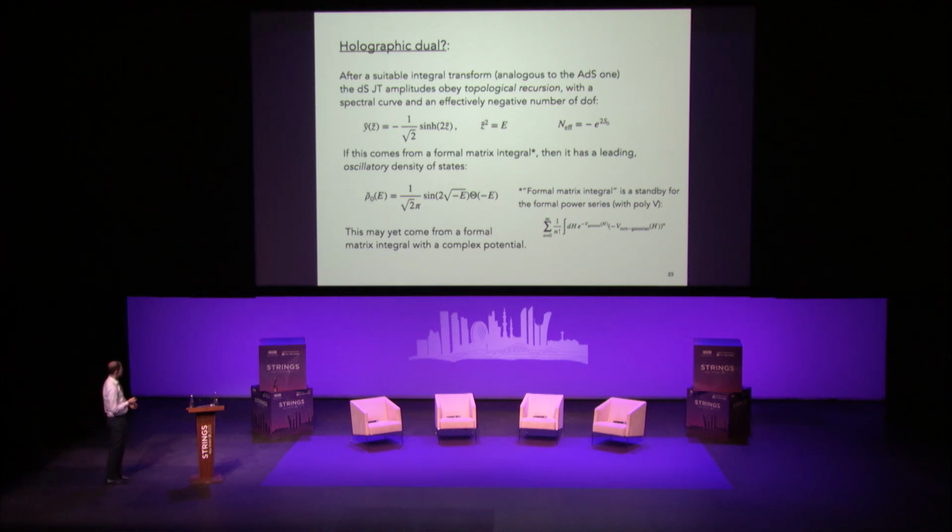And if such a thing actually exists, the density of states that one would infer from the bulk is not positive. It's oscillatory. It's sine of square root of minus E instead of something that's always positive definite. And we're not quite sure yet. This is why there's scare quotes around this business of holographic dual, whether or not this might come from a matrix integral, but with a complex potential rather than a real one.